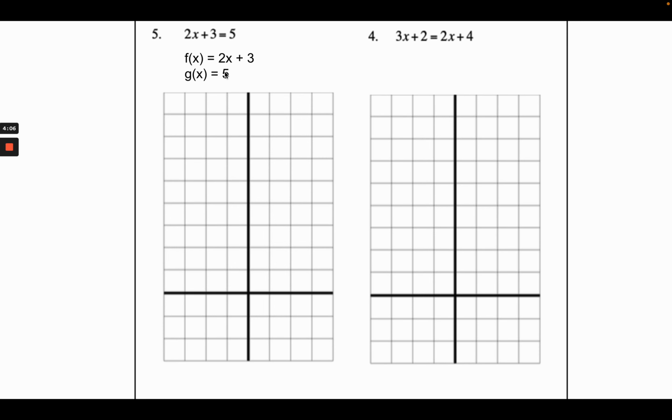Use one of your highlighter colors, and let's graph our f of x. So my f of x equation says I start at 3, and I go up 2 over 1, up 2 over 1, up 2 over 1. I'm going to connect these dots to make my line. And remember, we connect our lines all the way through the equation.